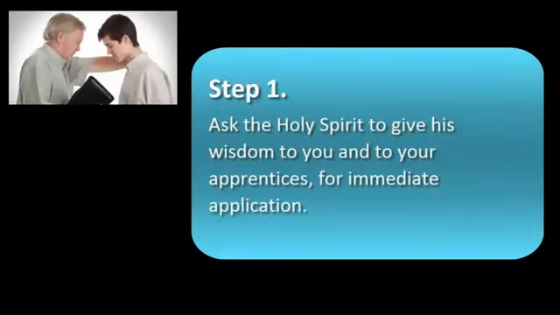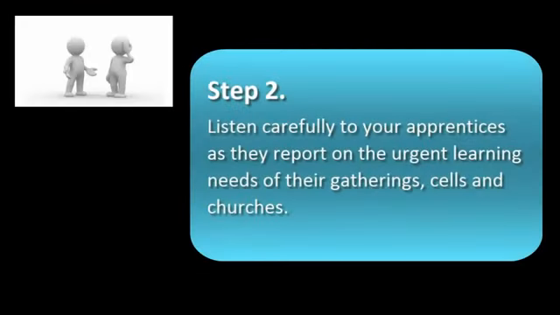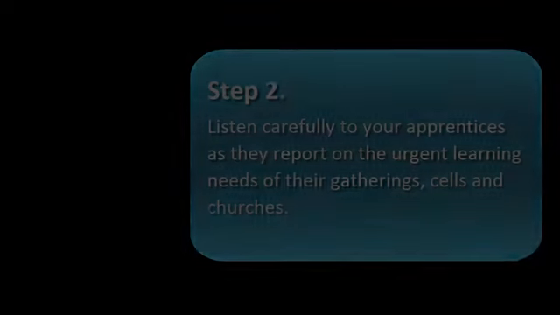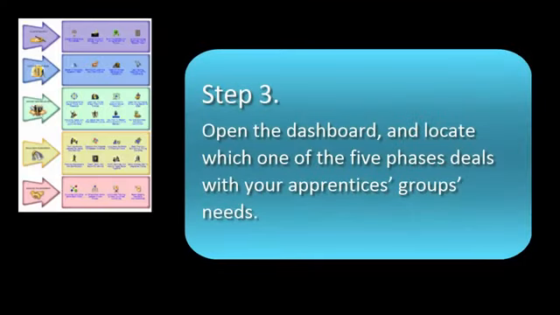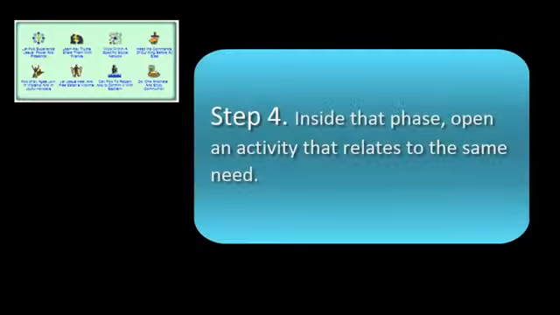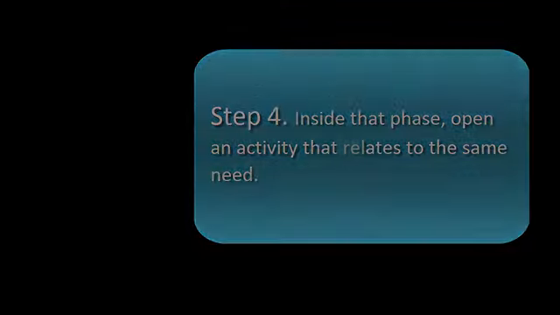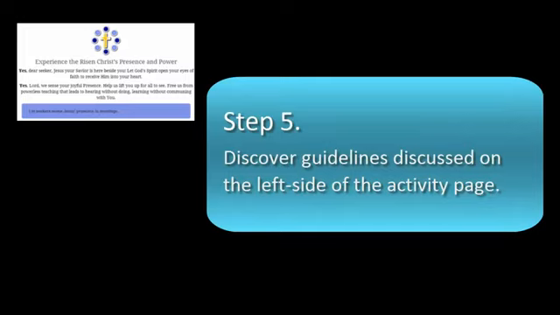Step 1. Ask the Holy Spirit to give His wisdom to you and to your apprentices for immediate application. Step 2. Listen carefully to your apprentices as they report on the urgent learning needs of their gatherings, cells, and churches. Step 3. Open the dashboard and locate which one of the 5 phases deals with your apprentices' group's needs. Step 4. Inside that phase, open an activity that relates to the same need. Step 5. Discover guidelines discussed on the left side of the activity page.